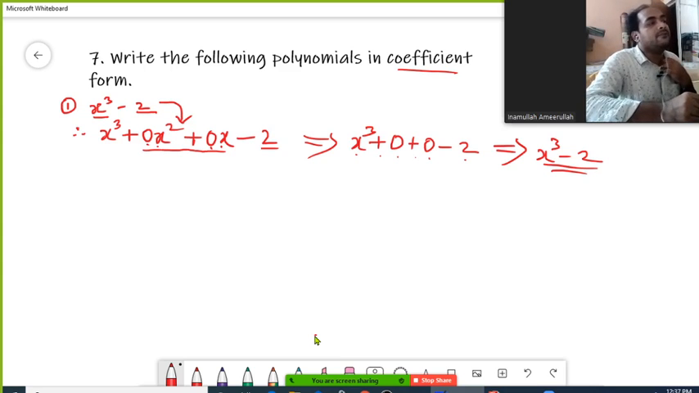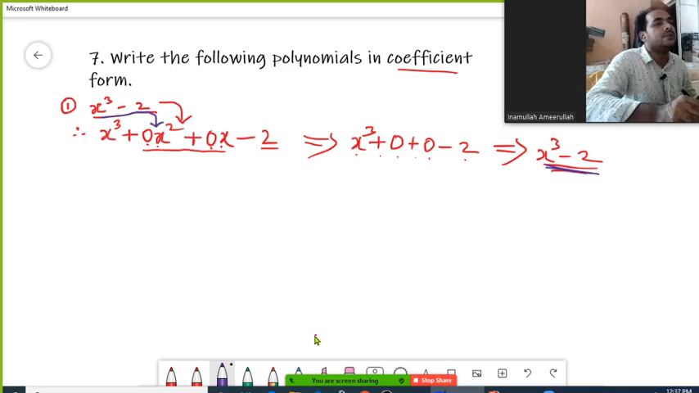So if you write your given polynomial in this way, it doesn't make any change to the original polynomial. It will remain as x cube minus 2 only. So there is no change in the original polynomial. We are just writing the given polynomial in proper standard form in descending order of their powers. Hope it is clear to everybody.